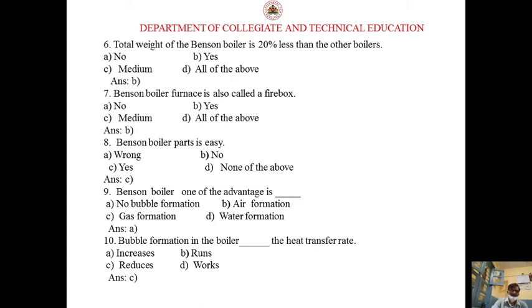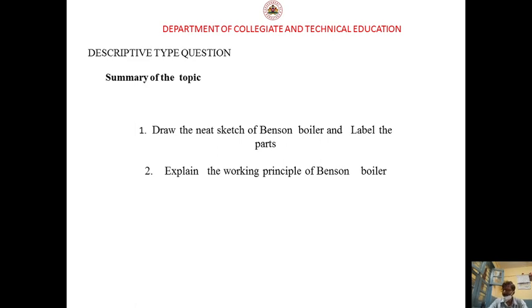These are some multiple choice questions. The answers are given for your reference. Next are the descriptive type questions, which are a summary of the topic. You have to write a passage answer: draw a neat sketch of the Bunsen boiler and label the parts. And the next question is: explain the working principle of the Bunsen boiler. You have to write an essay or paragraph answer on how it works.